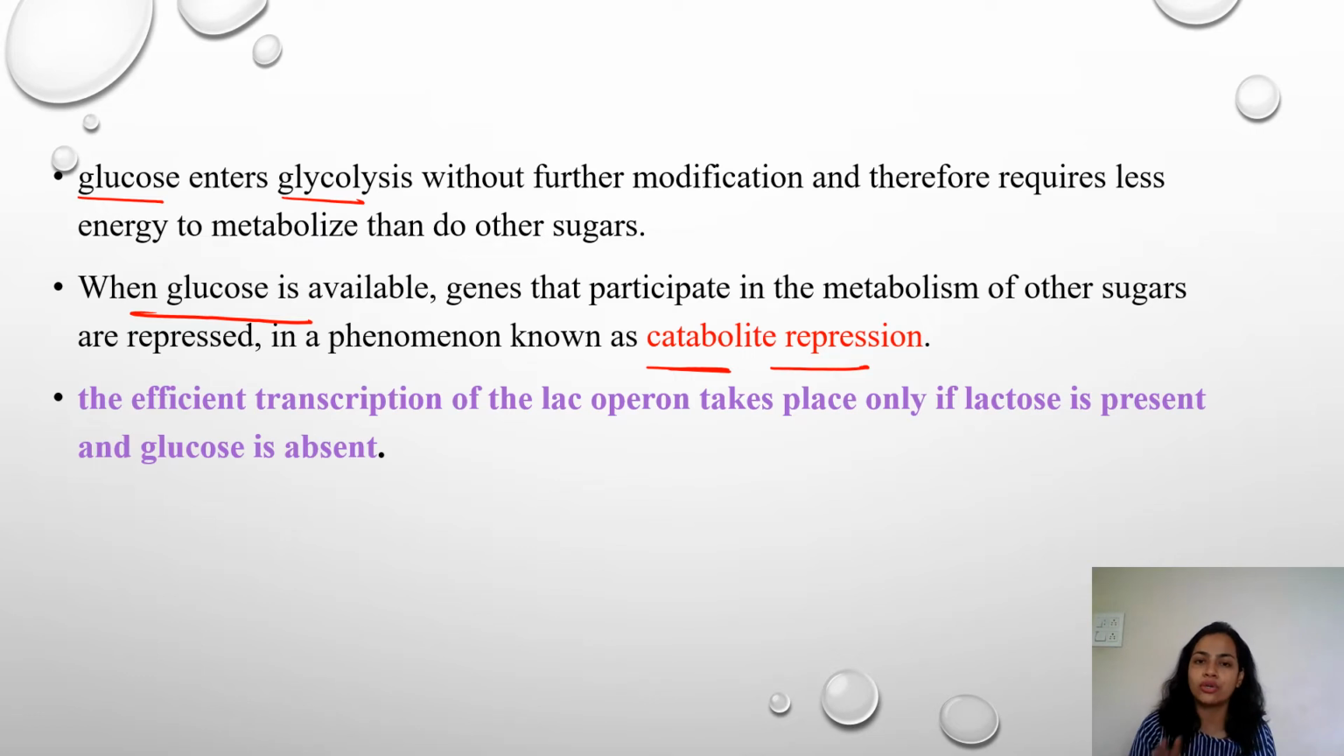This I have already told you in the previous slides, what catabolite repression is: in the presence of glucose, the metabolism or the utilization of any other sugar is reduced, and means they will be repressed, the operons will be repressed, and that's why this is called catabolite repression. Okay, now the efficient transcription of a Lac Operon takes place when only lactose is present and glucose is absent.